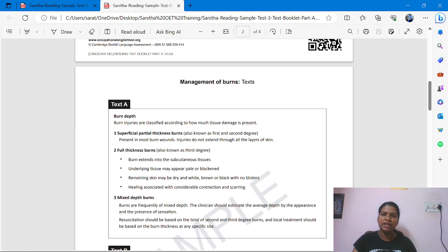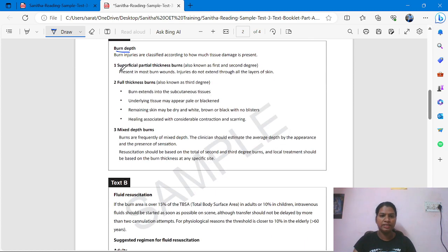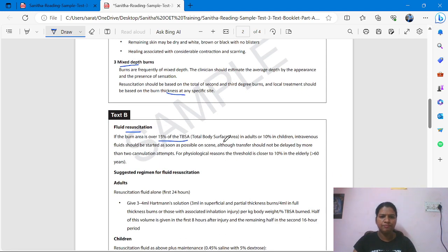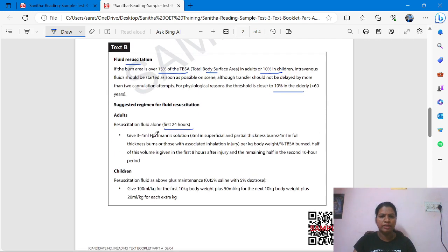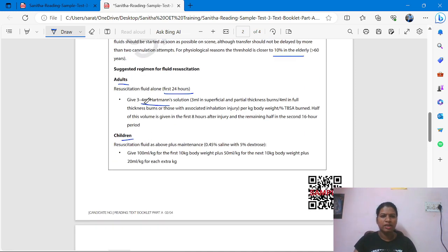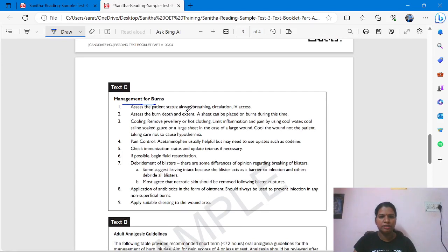Then you have to underline. Underline the title and subtitles: burns, superficial, partial thickness, full thickness, mixed. Whatever information you see in front of your eyes, just underline: numbers, disease conditions, thickness, fluid resuscitation, body surface area, 10% in children. Management of burns.